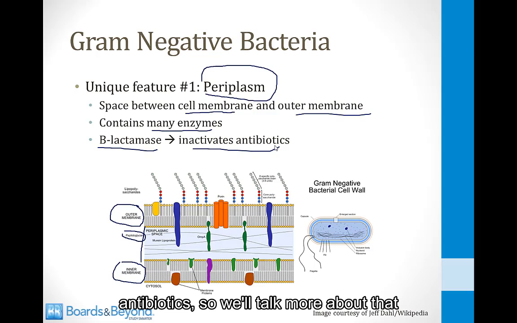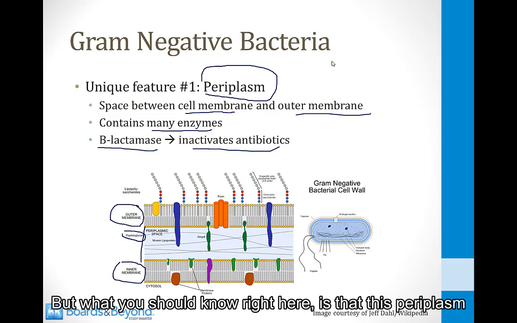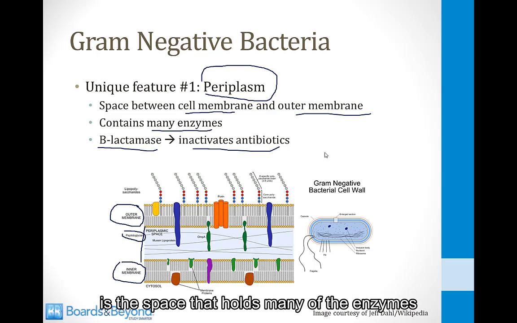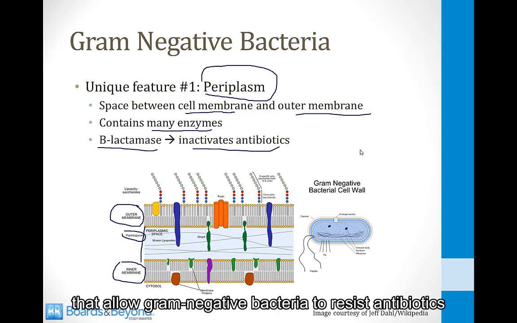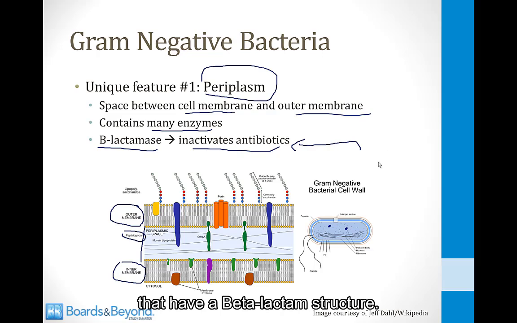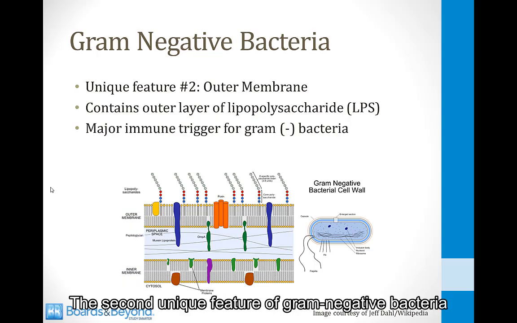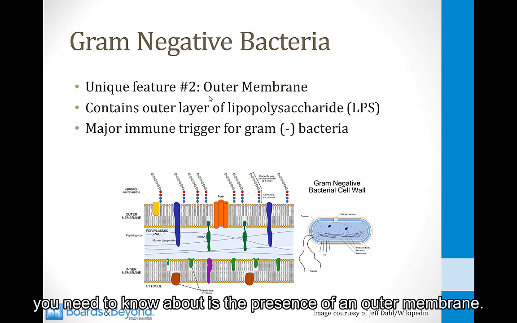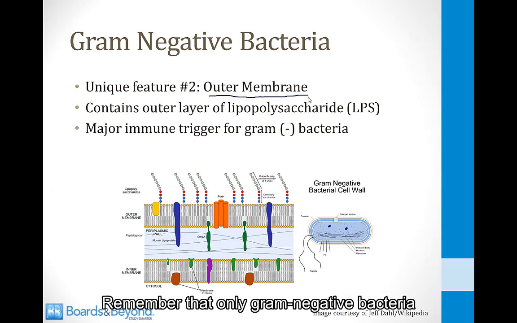So we'll talk more about that in the modules on antibiotics, but what you should know right here is that this periplasm is the space that holds many of the enzymes that allow gram-negative bacteria to resist antibiotics that have a beta-lactam structure. The second unique feature of gram-negative bacteria you need to know about is the presence of an outer membrane. Remember that only gram-negative bacteria have an outer membrane.